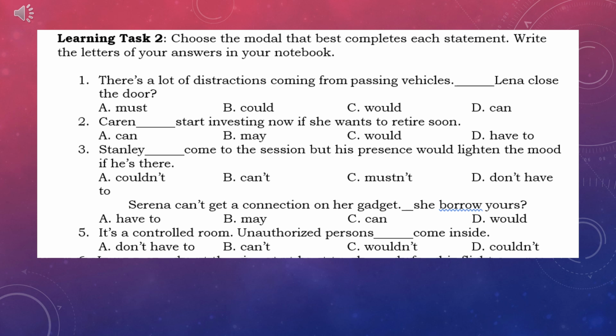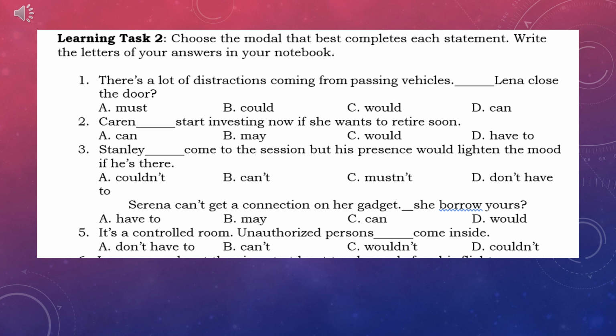Let's jump to learning task 2. Choose the modal that best completes each statement. Write the letters of your answers in your notebook. Of course, deal again with your Google Forms. So number 1, there's a lot of distractions coming from passing vehicles. Blank, Lena close the door. Is it A, must Lena close the door? B, could Lena close the door? C, would Lena close the door? D, can Lena close the door? So what's the correct answer? You got it correct. It's letter A. Must Lena close the door?